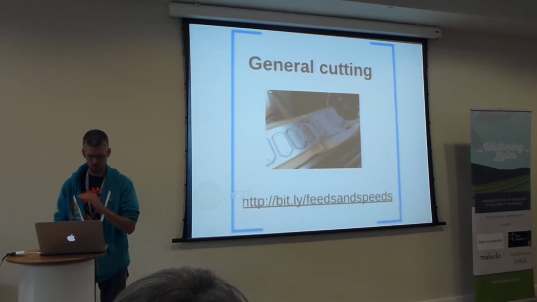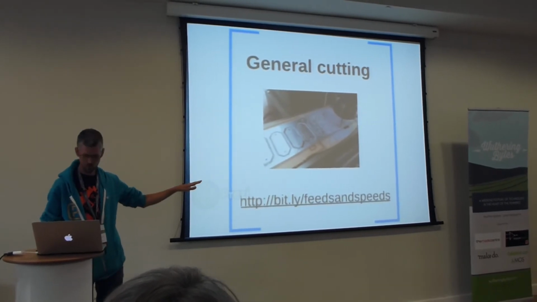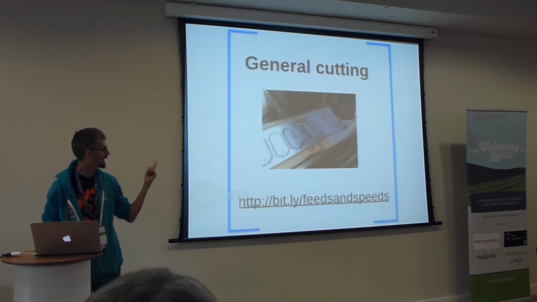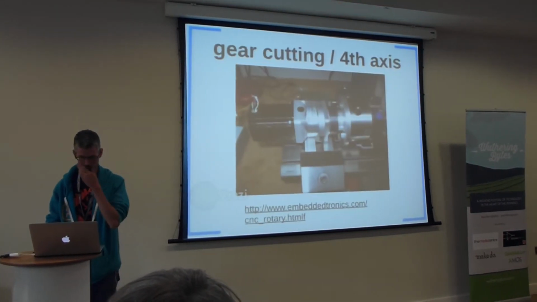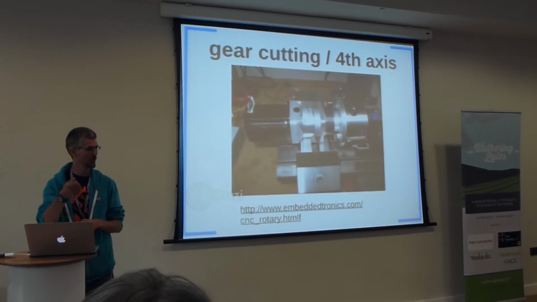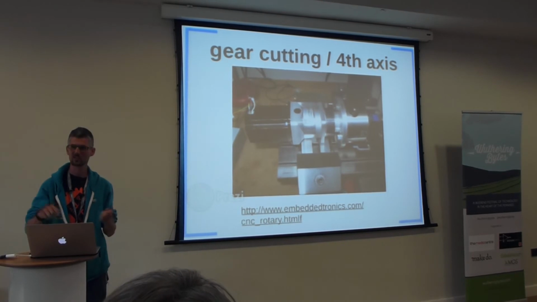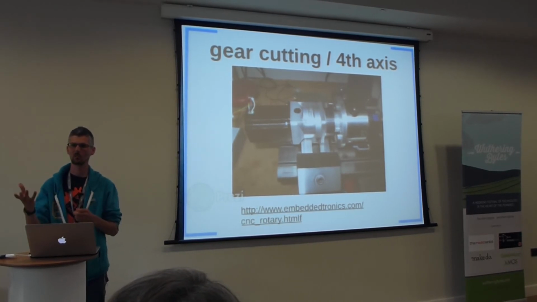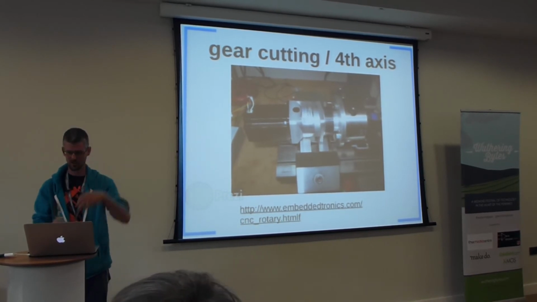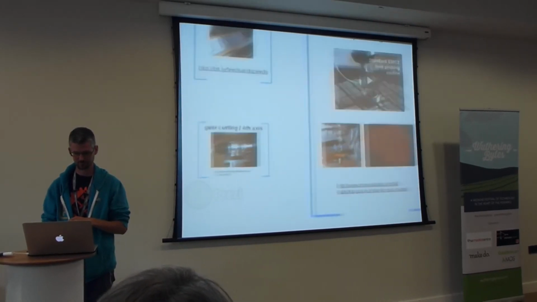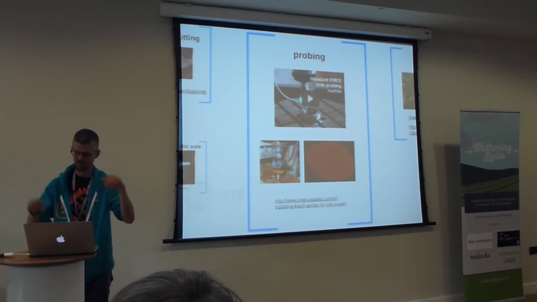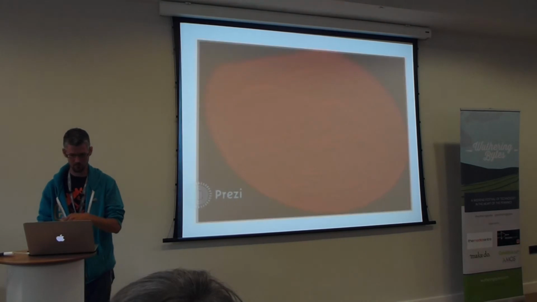General cutting, again, I'll relate you to that feeds and speeds document I've got where I've been documenting my own process. This is cutting out some aluminium for a drawing robot. You can do gear cutting if you add a fourth axis. Usually what you do is you unplug your y-axis, you plug this into the y-axis instead, and then you use a program like gcode ripper to wrap the y-axis around a circle, and you can use that to do gear cutting.